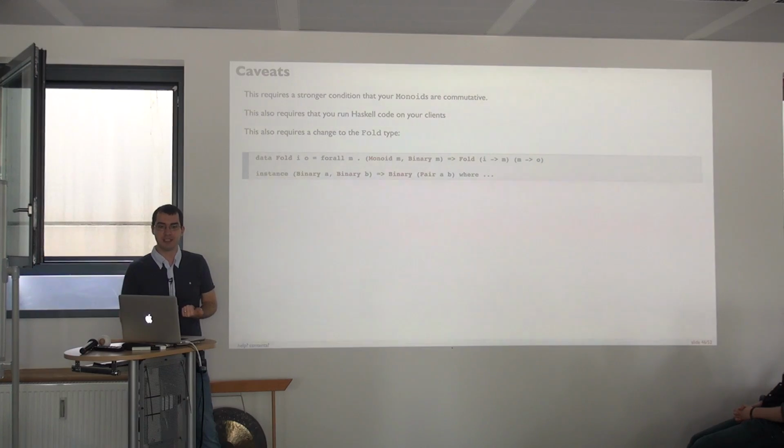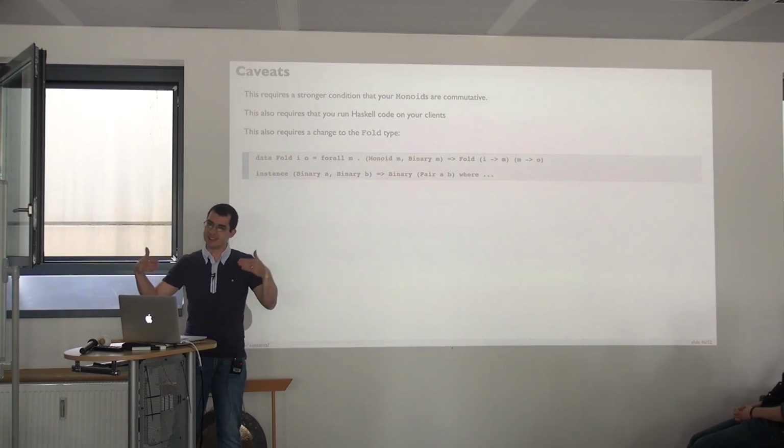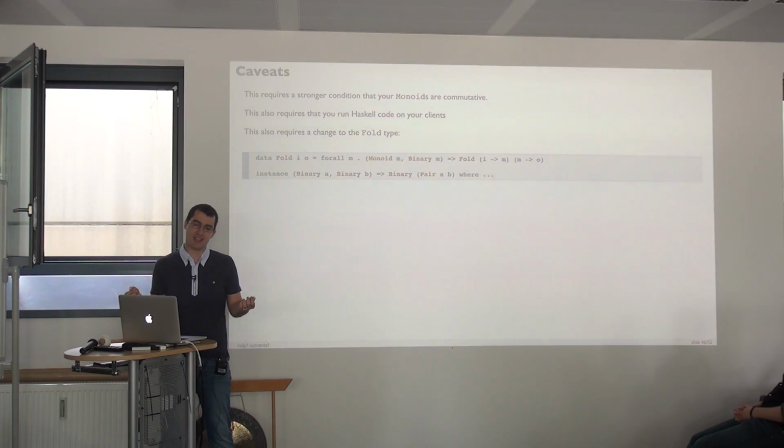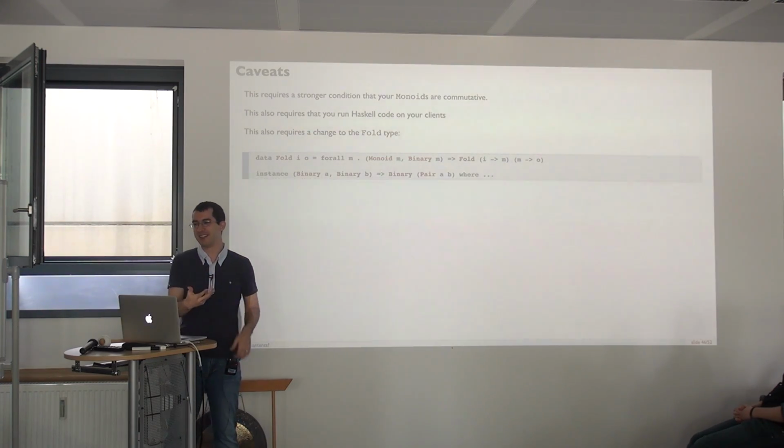However, what I just described is a trick that only works with a lot of caveats. The first is that this requires a stronger condition, which is that the monoid that you use internally has to be a commutative monoid. The reason why is that you can't really easily order the events coming in from different devices. So you just say, you know what? I don't care about the order. I'm going to use a monoid that has a mappend operation where the order of its arguments doesn't matter, and it always gives the same result.